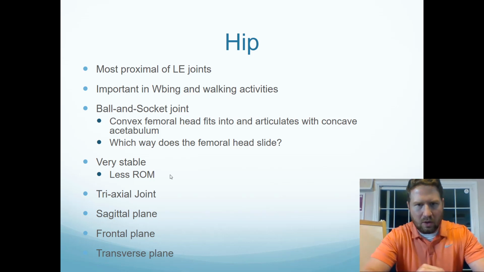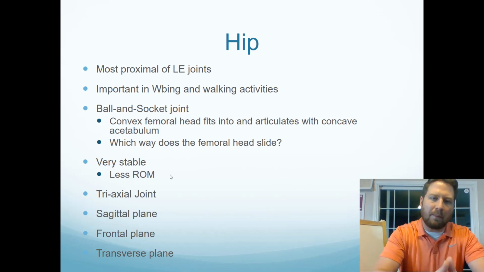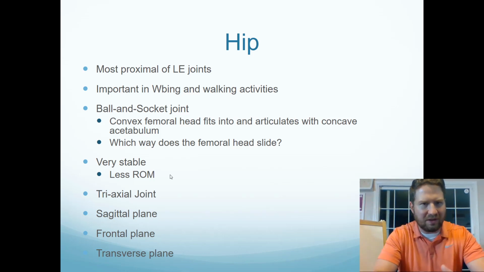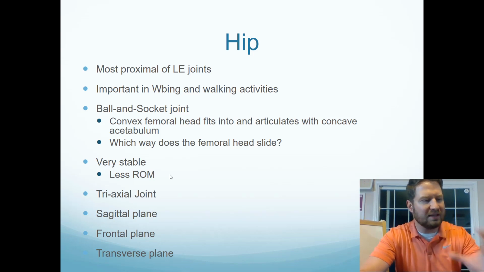Remember our arthrokinematics: we have a convex structure moving on a concave structure, so the roll and glide are in opposite directions. It is way more stable than the shoulder joint, even though the shoulder joint is a ball and socket. This acetabulum is a lot deeper.